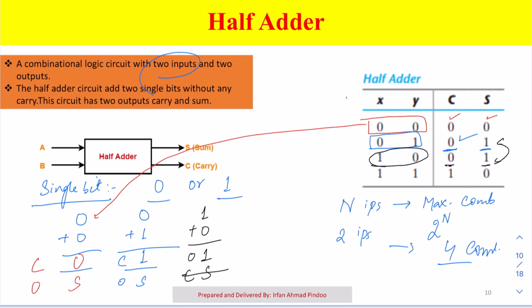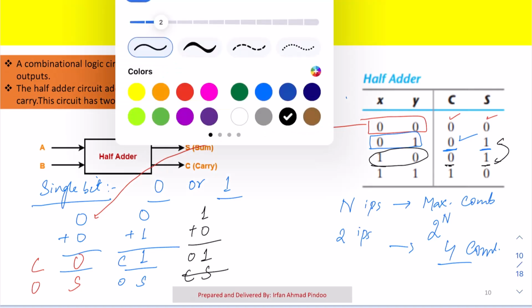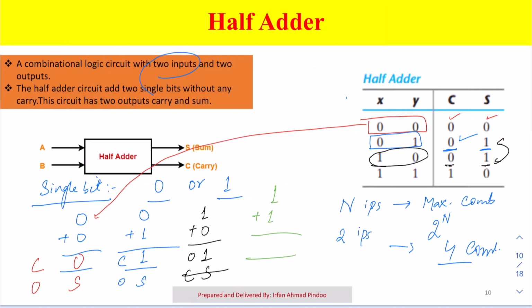Now the interesting and important one is the last condition, which is 1 1. Let us do 1 plus 1. Now see, 1 plus 1 in decimal is 2, right? But right now we are dealing in binary, which means a number can be either 0 or 1. So what is 2 in binary? 2 is nothing but 1 0. So when there are two digits, we cannot write both digits. We have to write only the first digit, which is 0, and the other one will be carry.